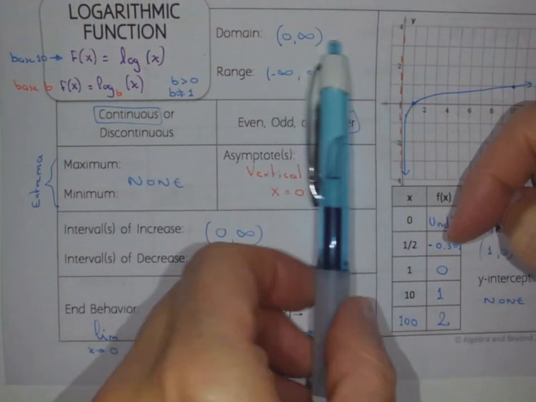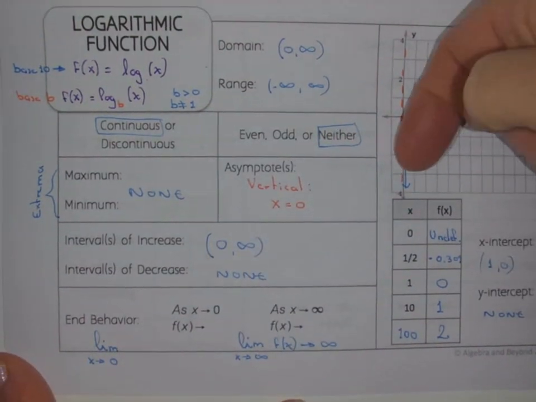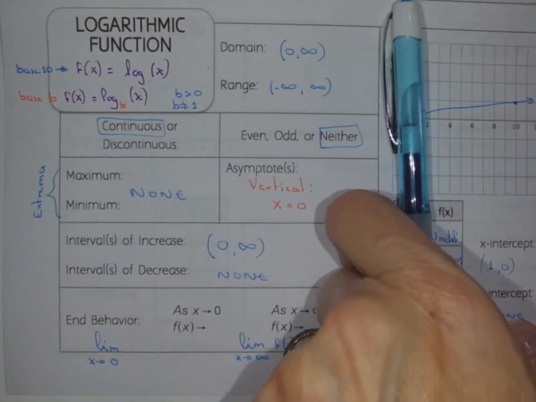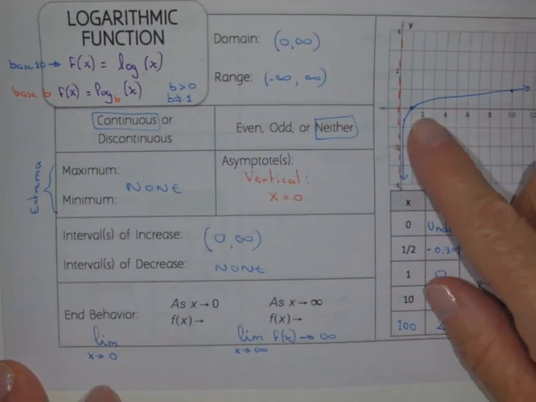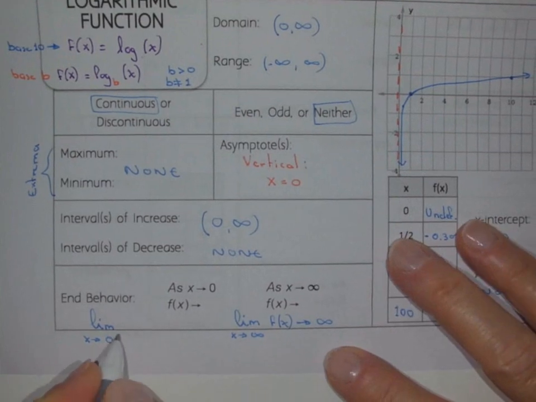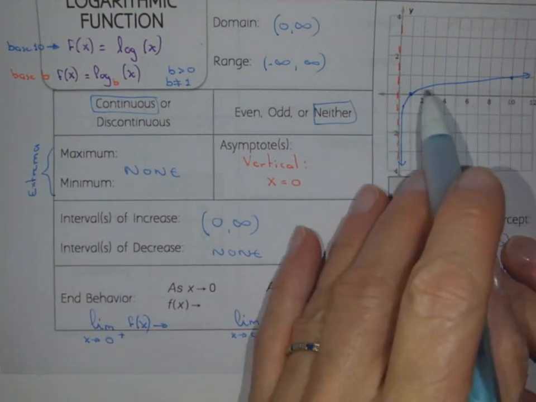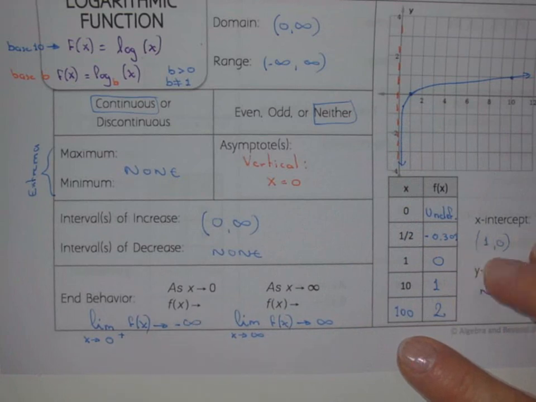That's no man's land. So I'm approaching 0, meaning x equals 0, that asymptote, from the right hand side of f of x. And where is my function going as I'm approaching that asymptote? My function is going down to negative infinity, right? So negative infinity. Okay, that's it for the logarithmic function.